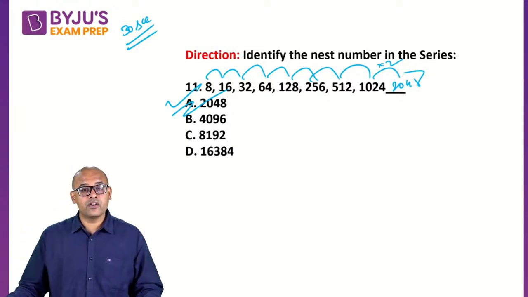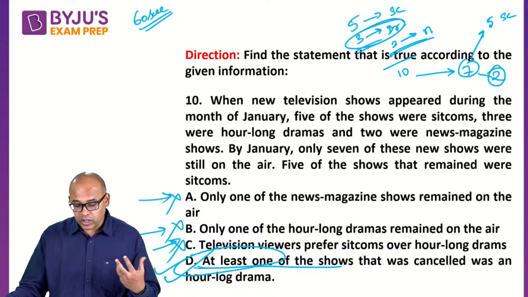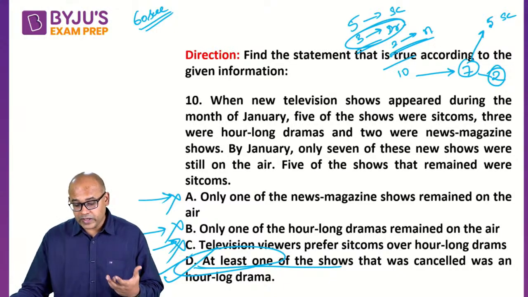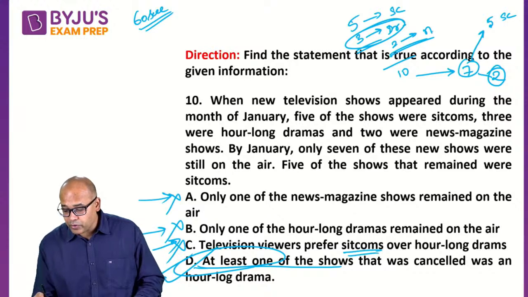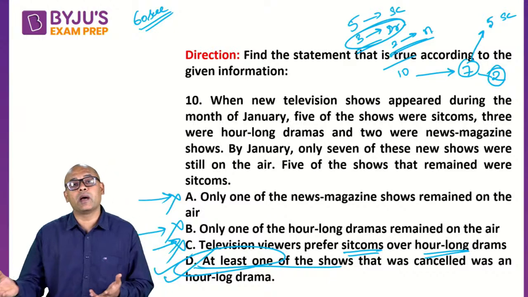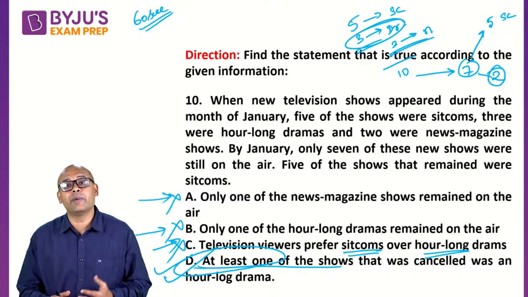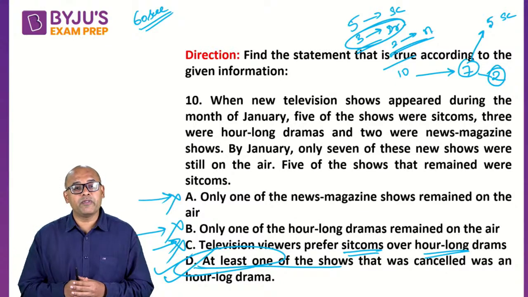Ria is asking a doubt from the previous question. So Ria, what is your question? Sitcoms were more in number that were still on air. So how does it talk about preference of television viewers? You are saying that they prefer sitcoms over hour-long dramas. What if they like dramas, but the dramas are bad? What if the making of the drama is bad? We can't say it is more preferred. That's why I'm saying C is wrong.